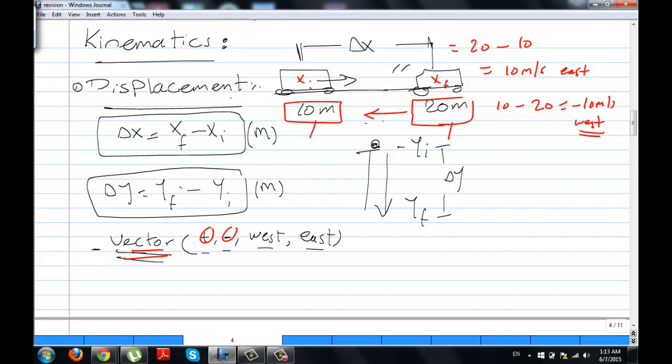The displacement is a delta x if you are moving on the horizontal axis. If you are falling down or you are throwing an object upward, your delta y is starting with the yi, which is initial y, and yf, which is the final y. So delta y would be equal to yf minus yi, and also it could be positive or negative, and it should be a vector quantity.